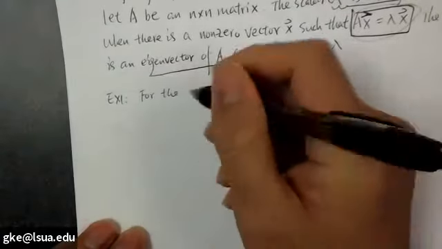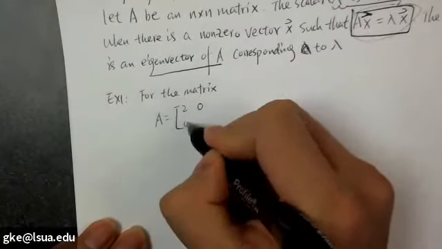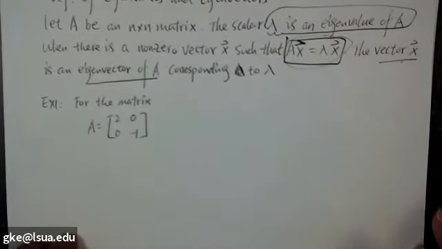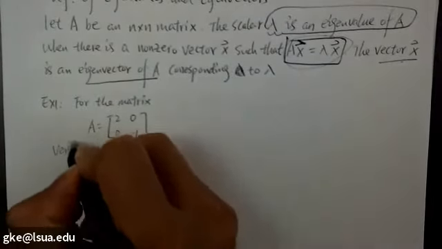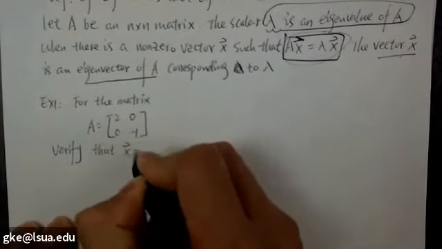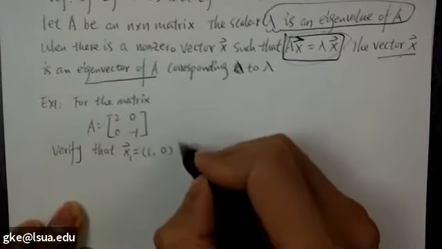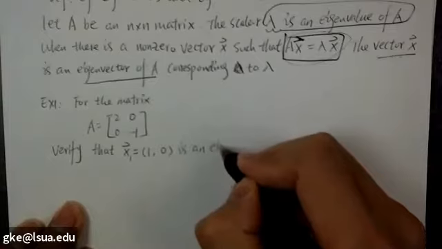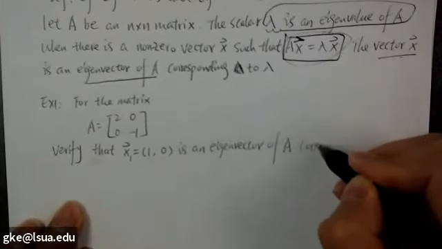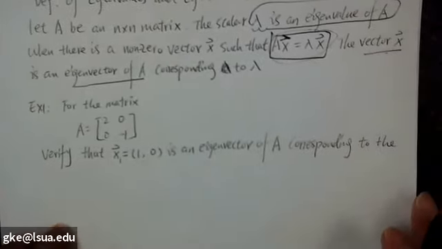For the matrix A equals [2, 0; 0, -1], verify that x1 = (1, 0) is an eigenvector of A corresponding to the eigenvalue lambda 1 equals 2.